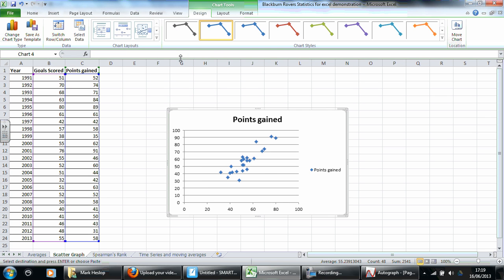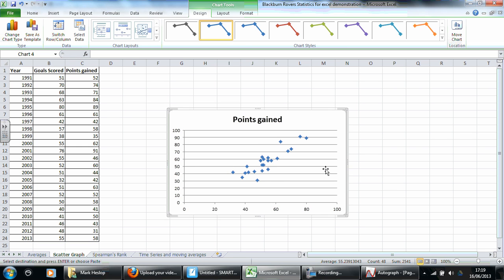And there we go. It gives us a scatter graph like that. It's plotted all the points for us, which is nice. A few things you have to do to make it acceptable though. First of all, we don't need the key or the legend as Excel calls it. So we can click on that and then select delete. The title shouldn't really be points gained. It's more points gained versus goals scored, you could say.